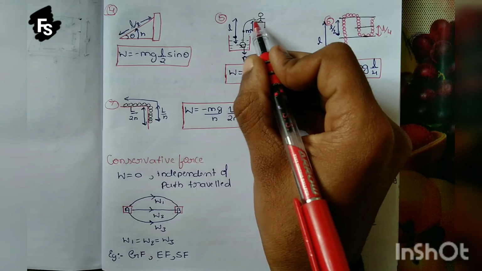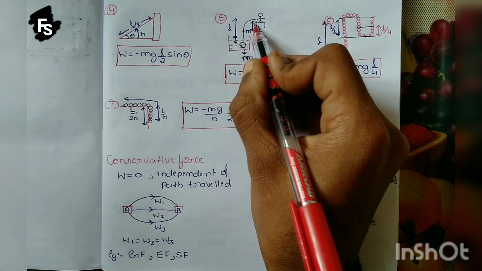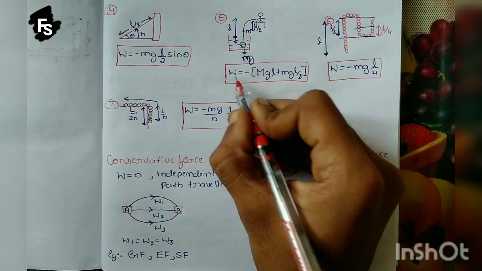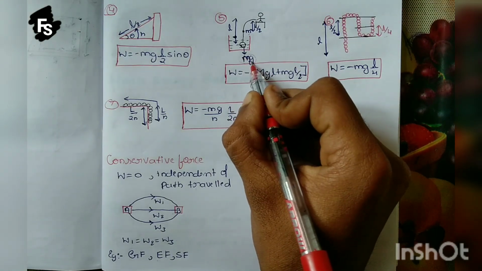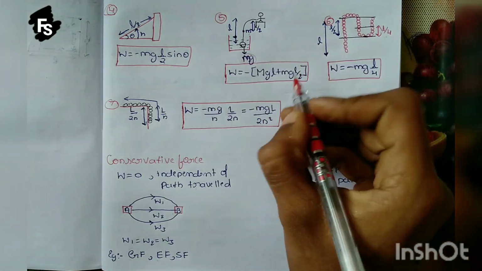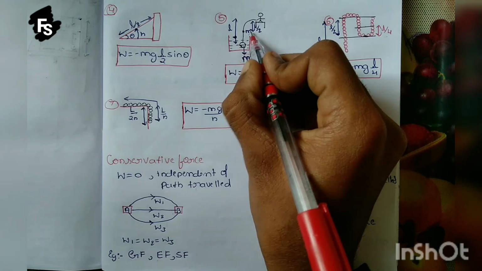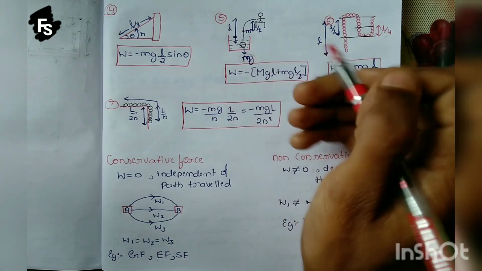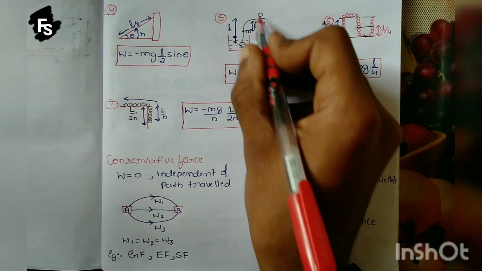Fifth application. If a man lifts a bucket from the water through height L, with a thread of mass m, then what is the work done? Work done is equal to minus capital MgL. Capital MgL is the work done for the bucket: force capital Mg into displacement L, plus small m, the mass of the thread. How much is the thread lifted? L by 2 length, because it is the center of mass, so mg into L by 2. The sum of these gives the work done of this system.